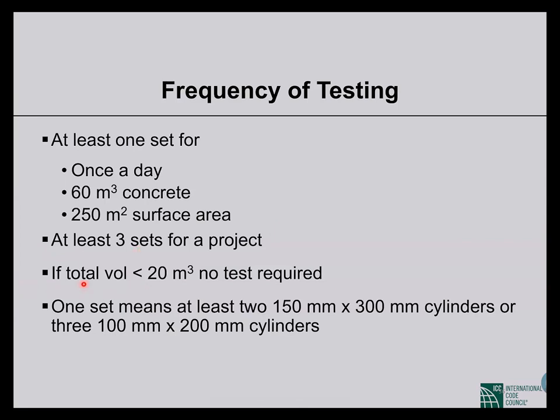If total volume is less than 20 meter cube, no test is required. The exception is if the project is so small that the total volume of concrete is less than 20 meter cube, then you don't need to take cylinders for testing. Okay. So if it is more than 20 meter cube, then at least three sets in a project. And these conditions also apply.